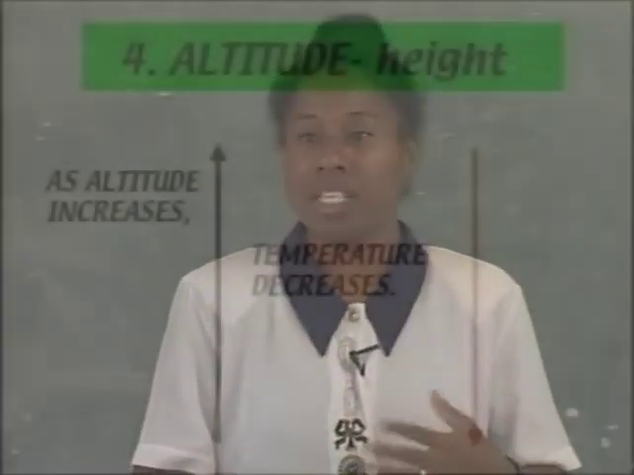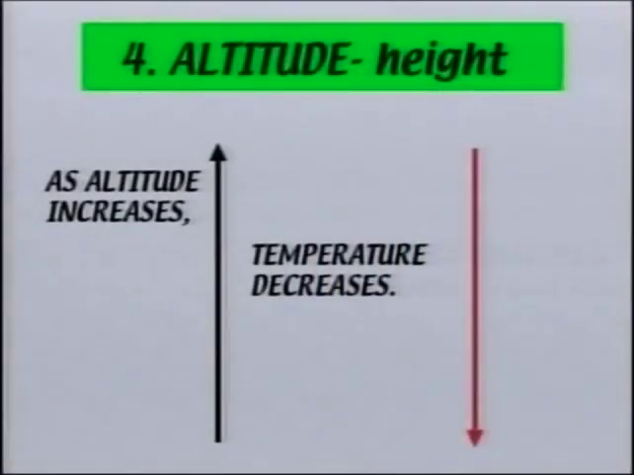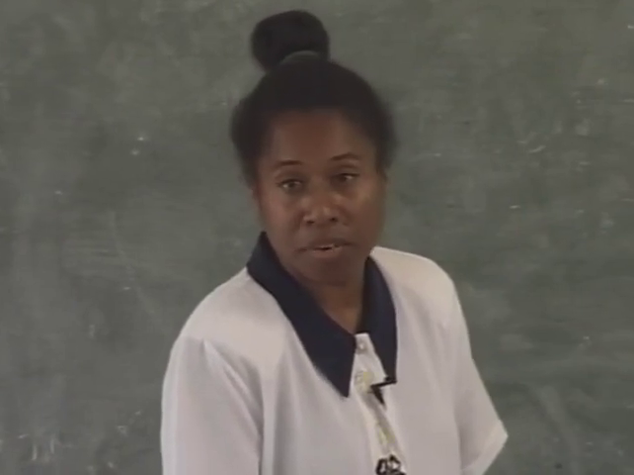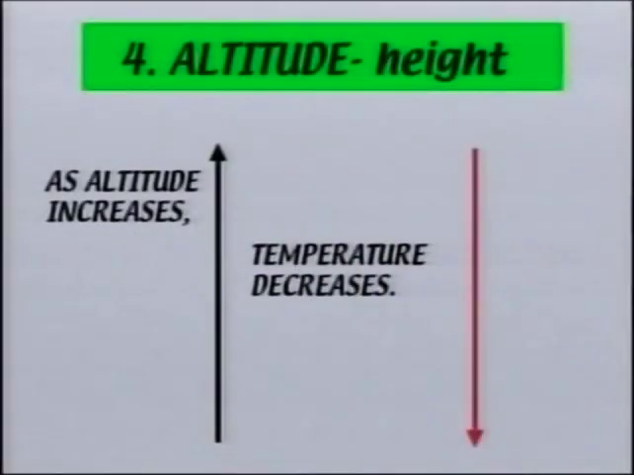The other factor that we looked at is altitude. Altitude is simply height. The higher up we go, temperatures tend to get colder. We found out that for every 1,000 meters that you rise, temperatures will decrease by 6.5 degrees Celsius. A simple rule to remember was that as altitude increases, temperatures decrease, and the arrows would be a simple way of showing the relationship between altitude and temperature.